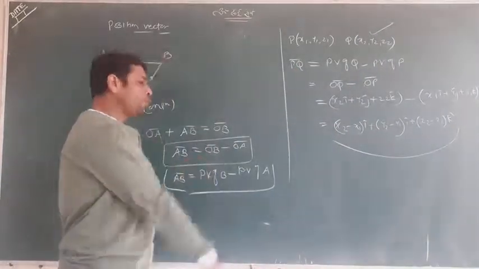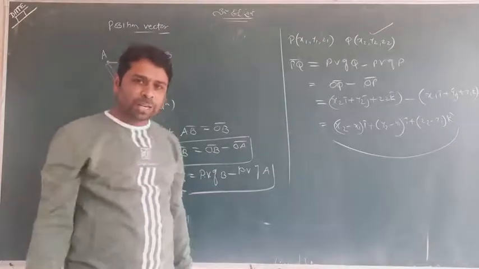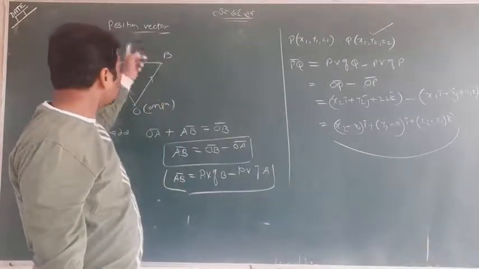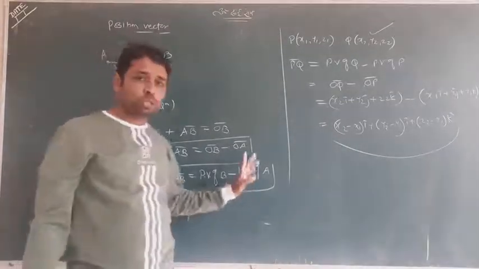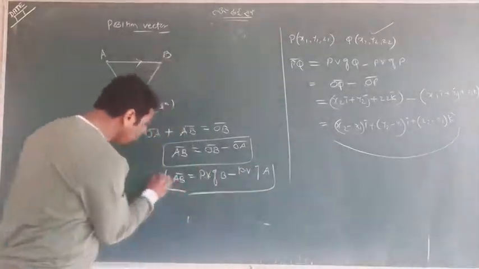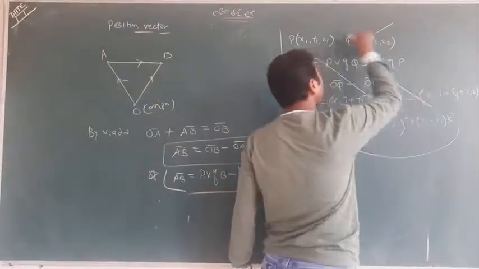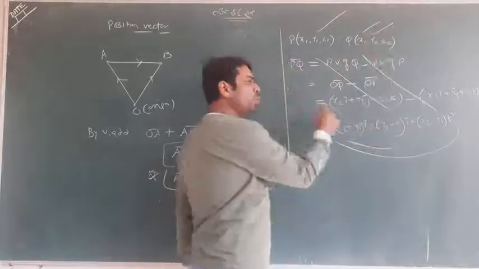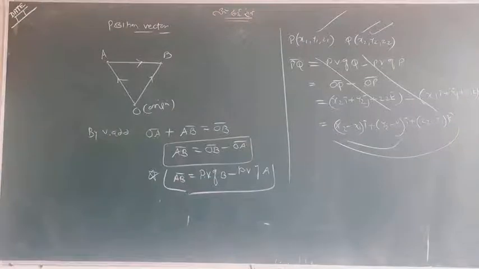I forgot to tell you this concept in the earlier classes. So try to understand: when the position vectors of 2 points are given, you can definitely find the vector AB using this formula. This is an important formula we will use a lot. So please remember it and don't do this silly work now. If you have P and Q, you can use this particular formula directly. This is a simple way to do so.